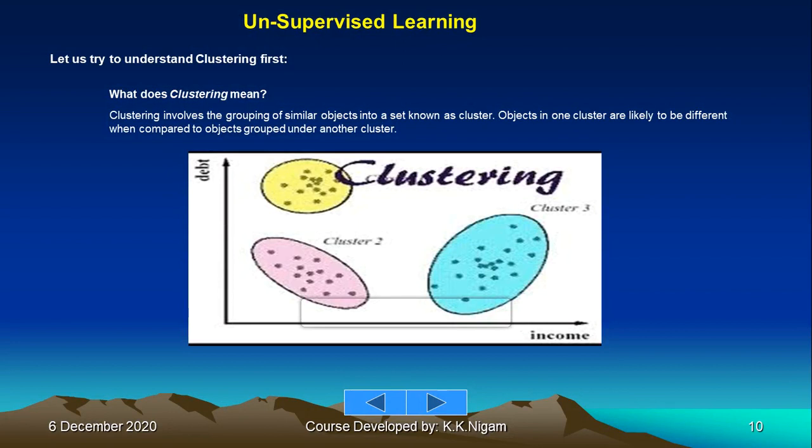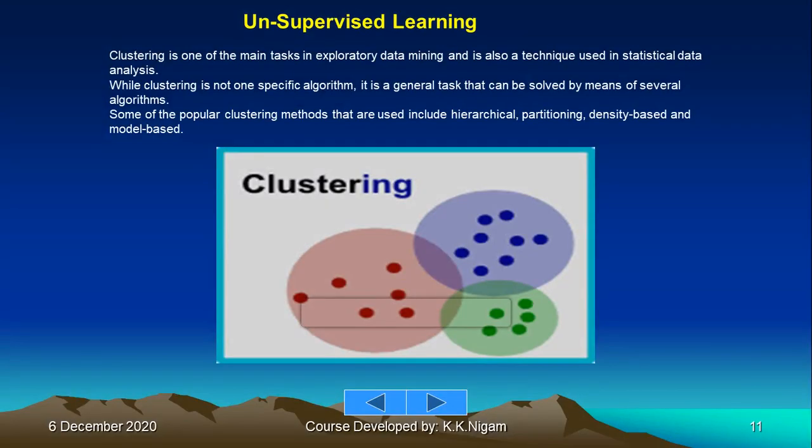What does clustering mean? Clustering involves the grouping of similar objects into a set known as a cluster. Objects in one cluster are likely to be different when compared to the objects grouped under another cluster. Clustering is one of the main tasks in exploratory data mining and is also a technique used in statistical data analysis. While clustering is not one specific algorithm, it is a general task that can be solved by means of several algorithms. Some popular clustering methods include hierarchical, partitioning, density-based, and model-based.